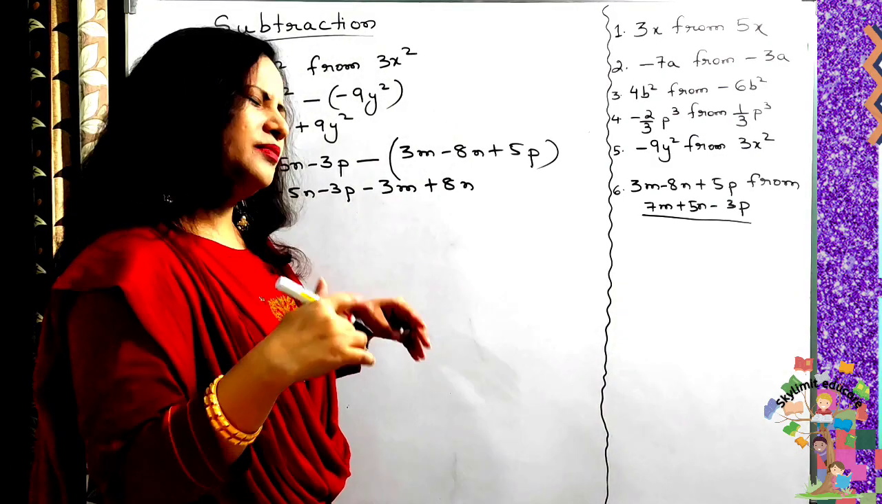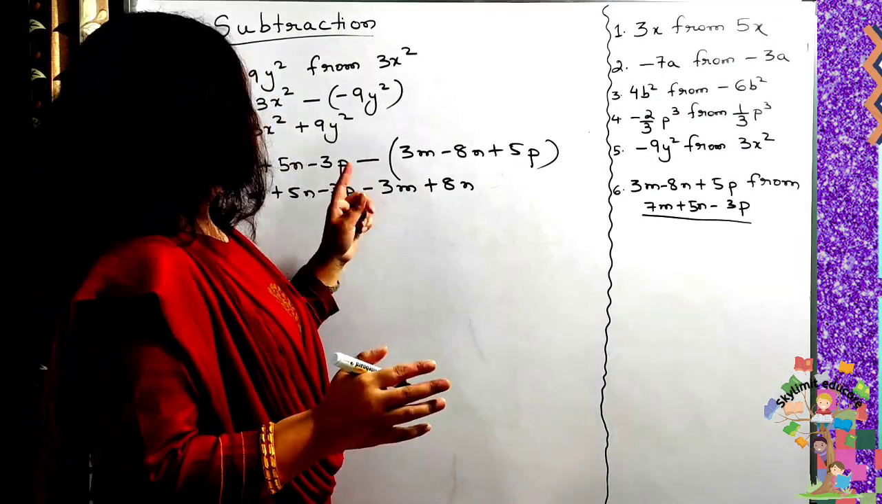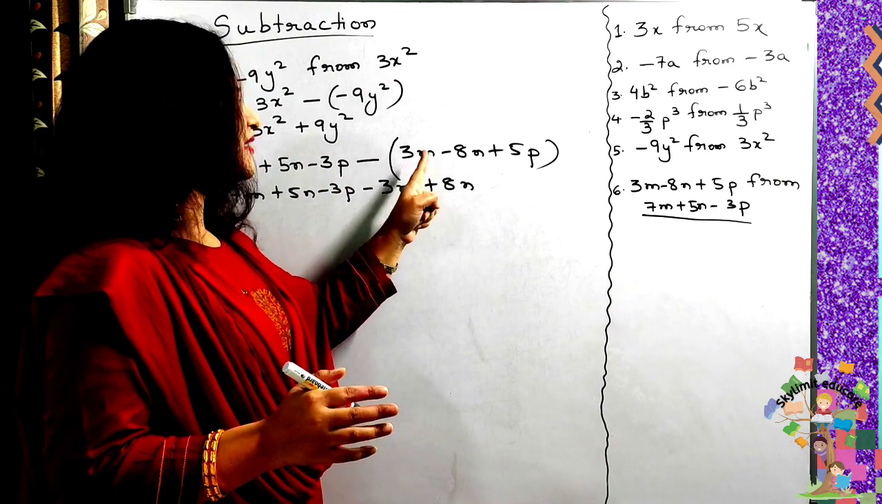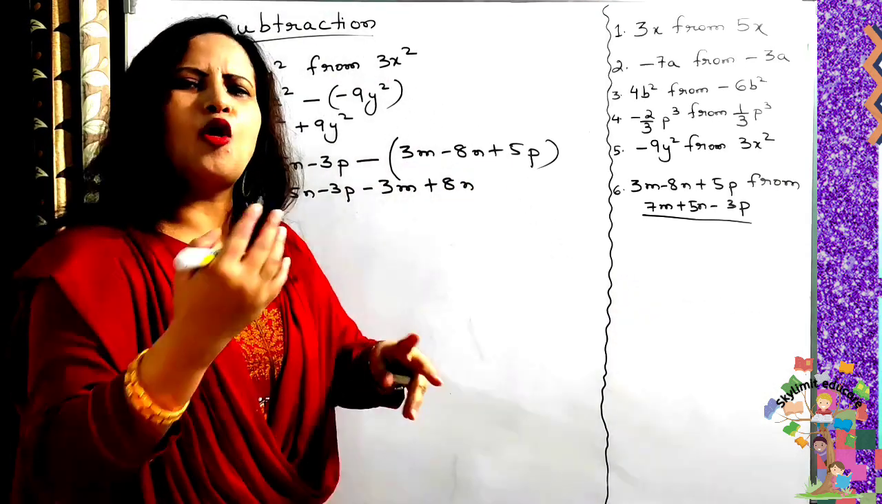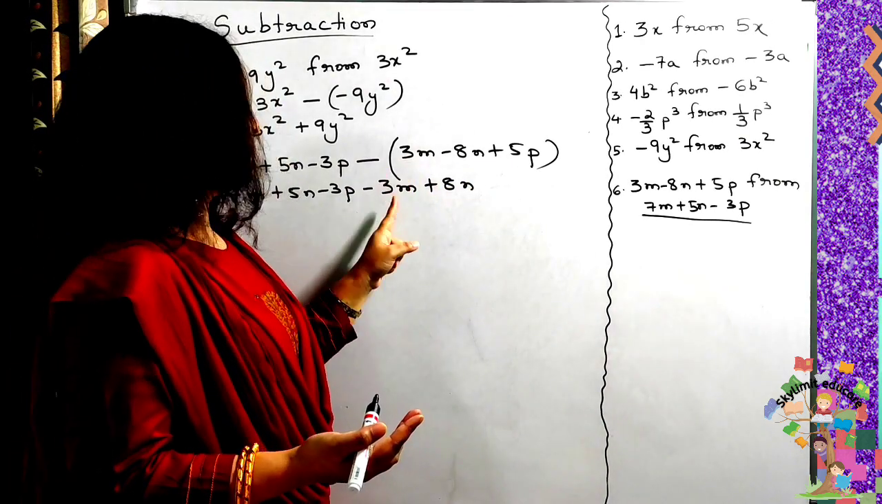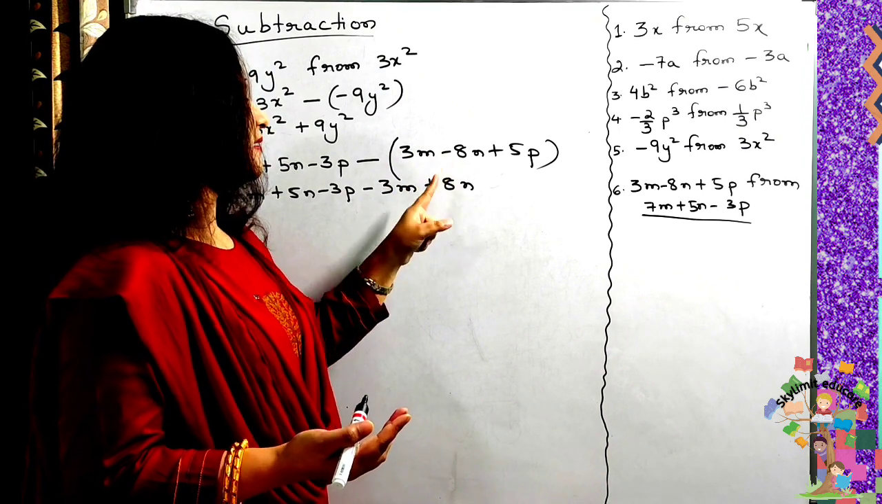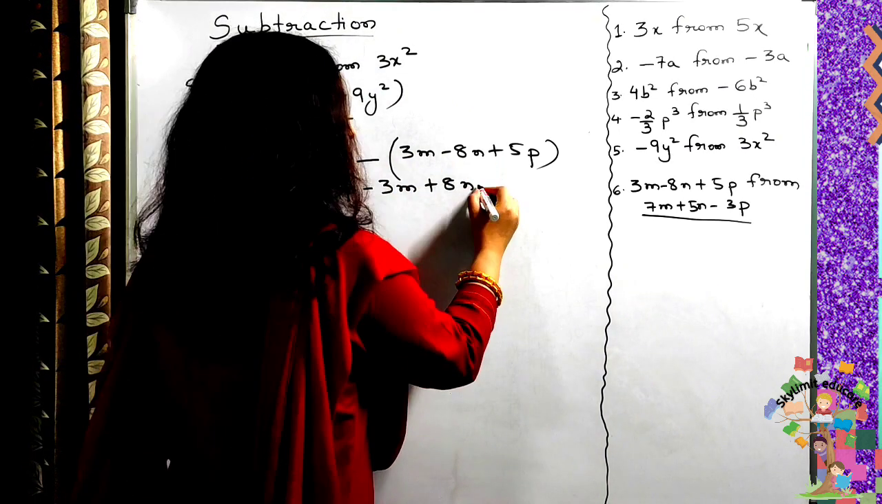So by default you can just write directly. Open the bracket. Whatever is the sign of every term, just write the opposite sign. It is plus 3m, write minus 3m. It is minus 8n, write plus 8n. It is plus 5p, write minus 5p.